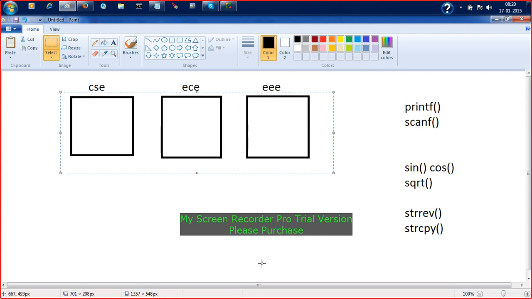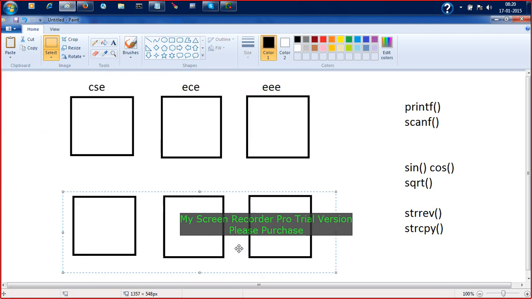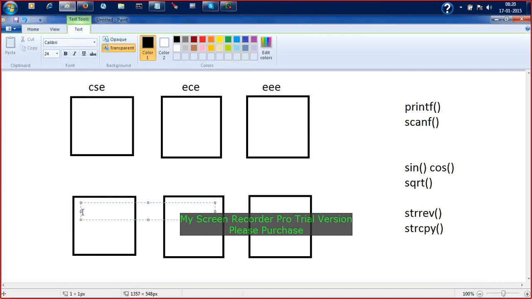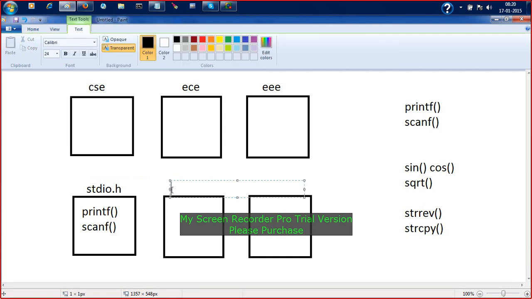The same way, what do header files or library files consist of? All the functions related to input and output, printf and scanf, are grouped together and given a particular header file name, that is nothing but stdio.h. What is the name? stdio.h. So what is this stdio.h? It is nothing but the standard input output header file.